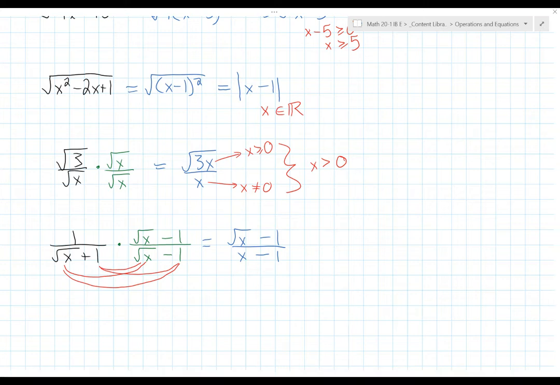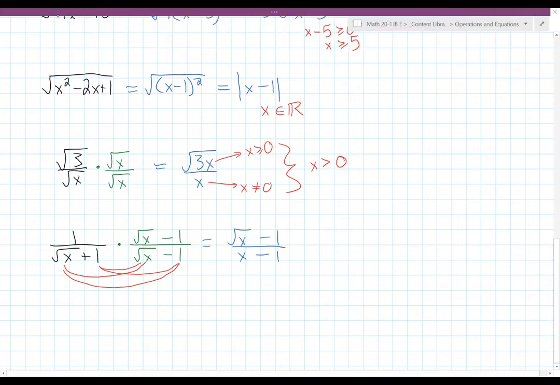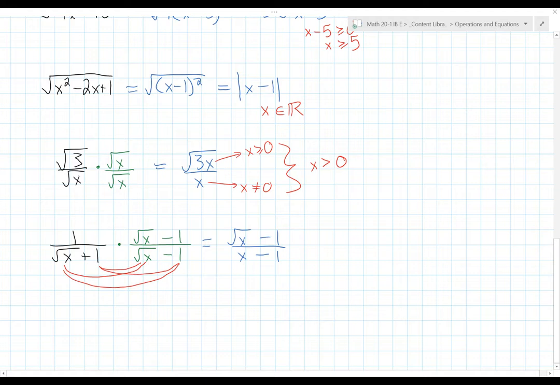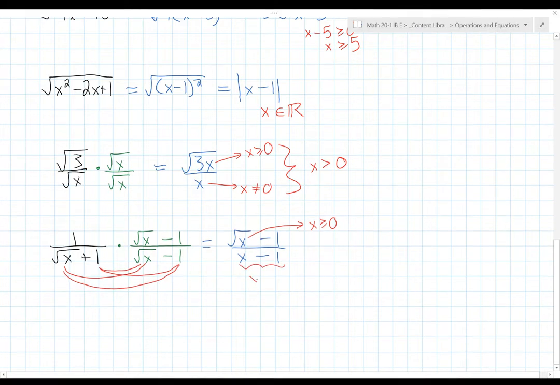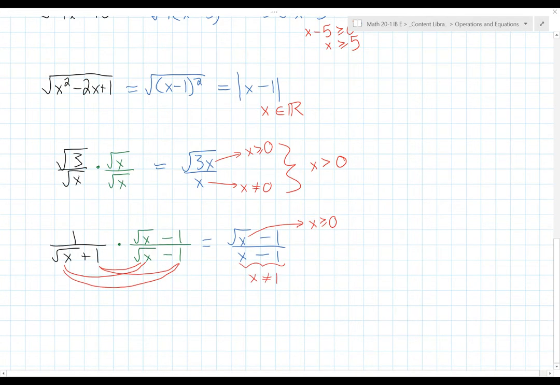Now, I have 2 spots where restrictions are coming. I have the fact that x has to be greater than or equal to 0, which comes from the fact that I have a square root in there. And I have the fact that x cannot equal 1. So in this case, x can be 0. If I substituted in a 0 in the original fraction, I would get 1 divided by the square root of 0 plus 1. Well, that's 1 divided by 1. There's no problem there. There's no division by 0.